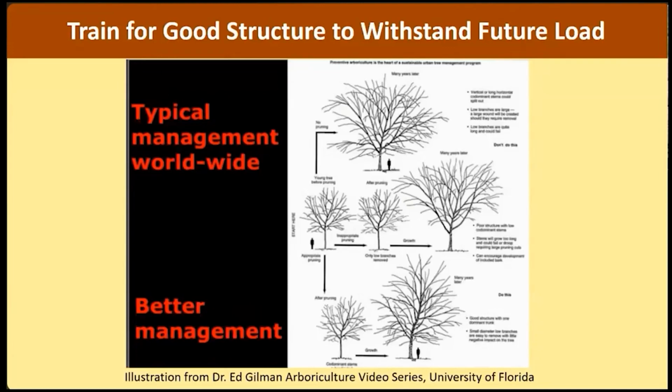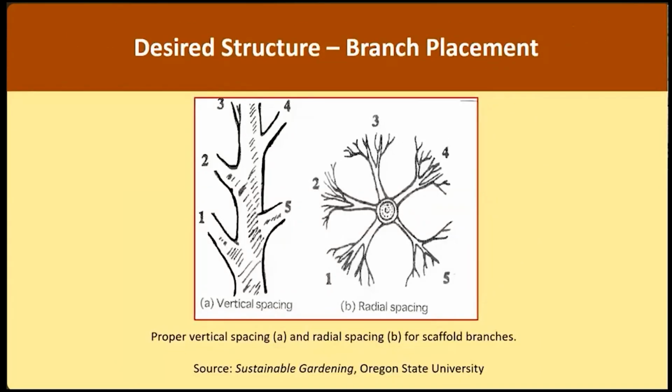And structural pruning focuses on pruning the parts of the crown that will contribute to weakness. Structural pruning is only effective if it's kept up. So it's not a one-time proposition, but rather it can take years. So before we talk about how to prune for structure, we should consider the criteria against which we define a good strong structure.